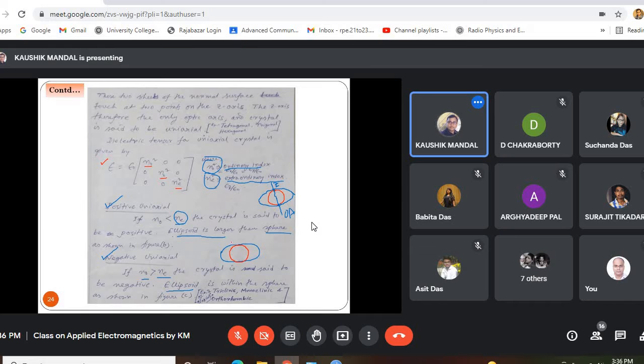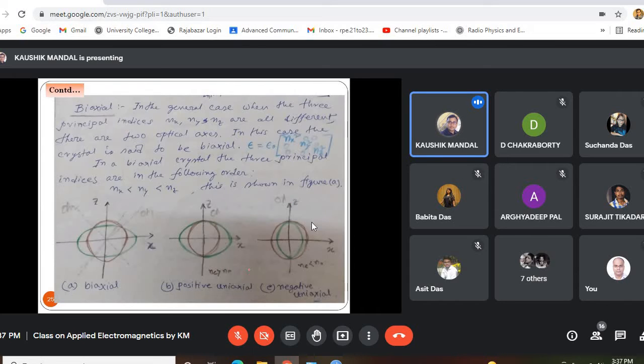Sorry, that was a mistake. Ne is less than No, so the ellipsoid will be within the sphere. Better to move to this one, negative uniaxial crystal. That is the case of negative uniaxial crystal. This is the sphere. The outer one is the sphere, and the inner one is an ellipsoid. So that is the case of negative uniaxial crystal. That is the case of positive uniaxial crystal.